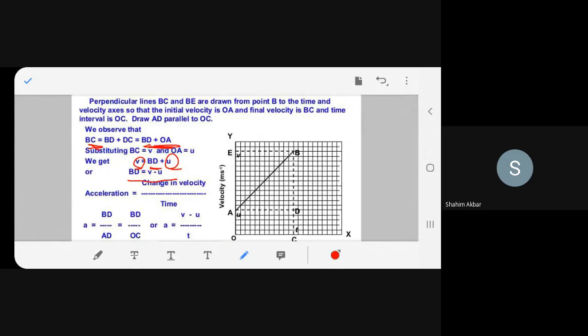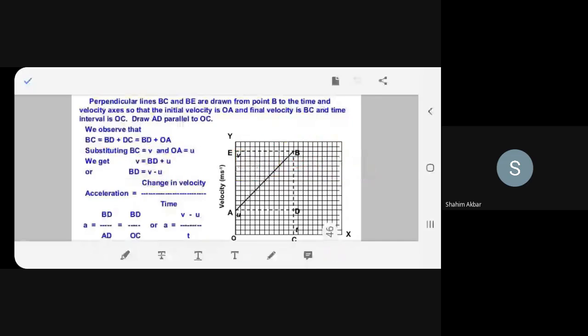Tell me. Now v is equal to BD plus u. So I take BD on the left hand side. So BD is equal to v minus u. I think you can solve this equation likewise. So we got BD is equal to v minus u. Agree all of you? Boys, do you agree? Yes, ma'am.